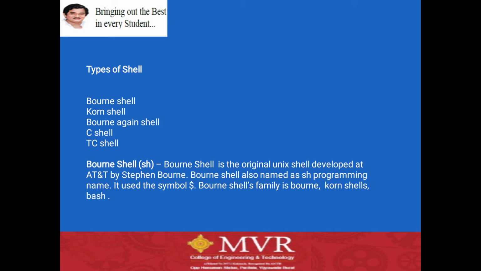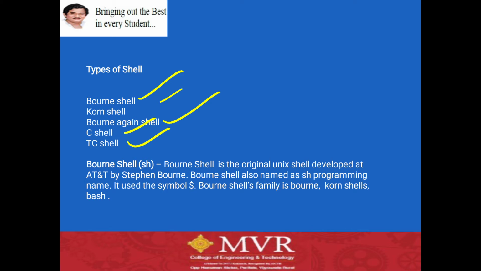And there are generally 5 types of shells available. Those are Bourne shell, Korn shell, Bourne Again shell, C shell, and TC shell. These are the 5 shells that Unix, Linux, or any flavor of Unix will generally use.